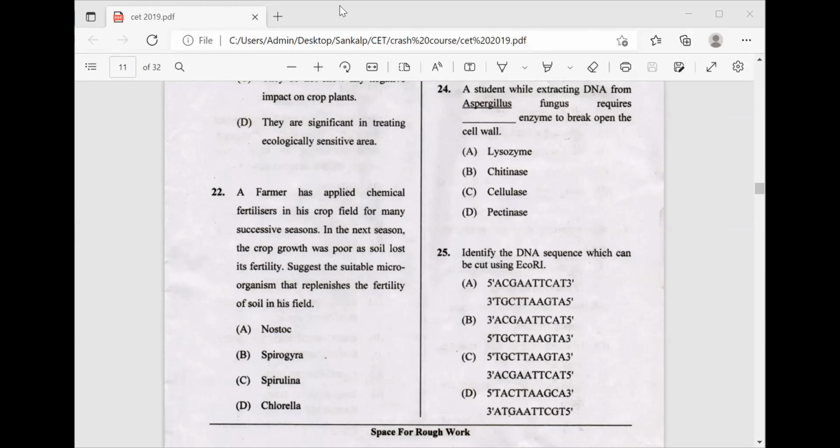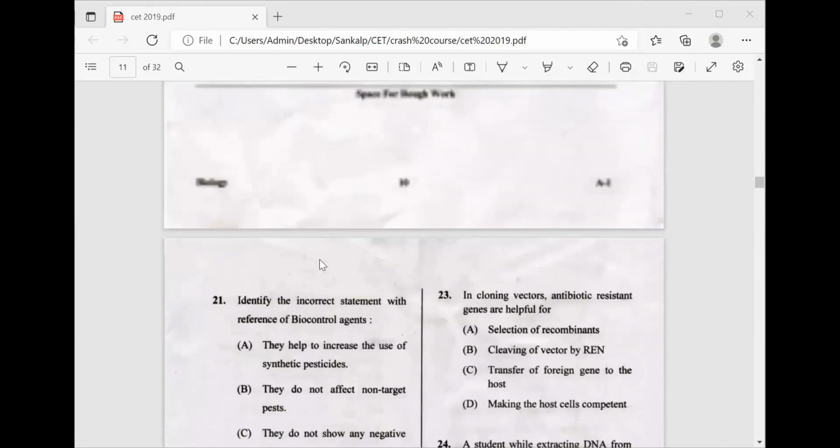Tasmia A, Janvi A, Vanikesh A, Kirtana A. Okay, the right answer is option A, that is nostoc.